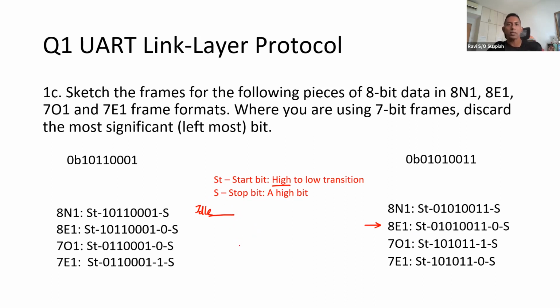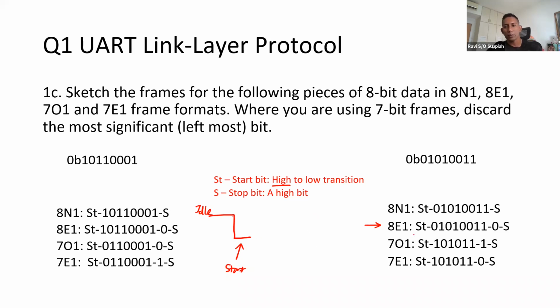The device that wants to start transmitting data will always pull it low. That is always the start bit. The start bit is always a high to low transition, so that when the receiver detects a high to low transition, it knows that data is coming in.